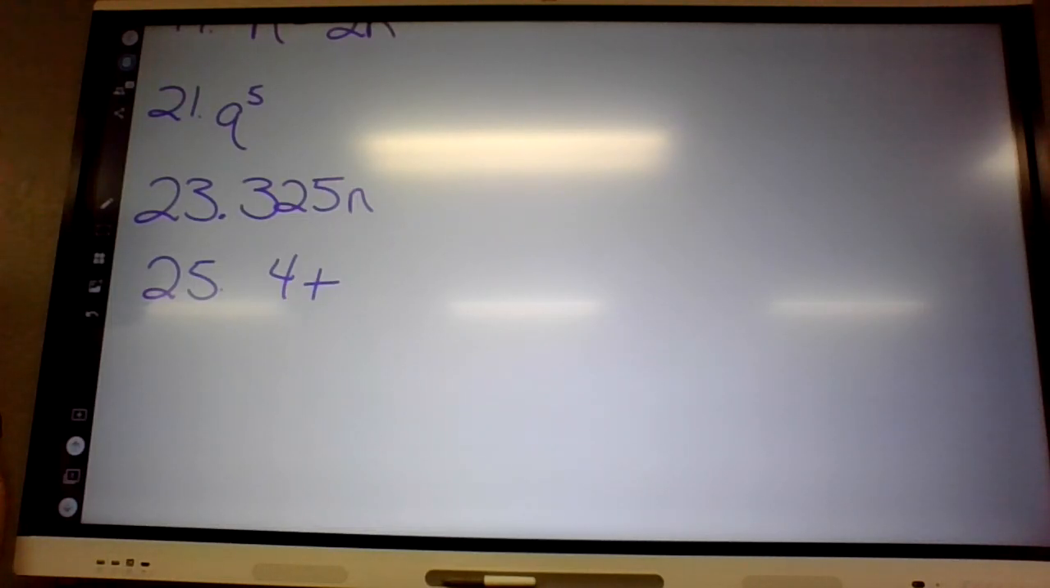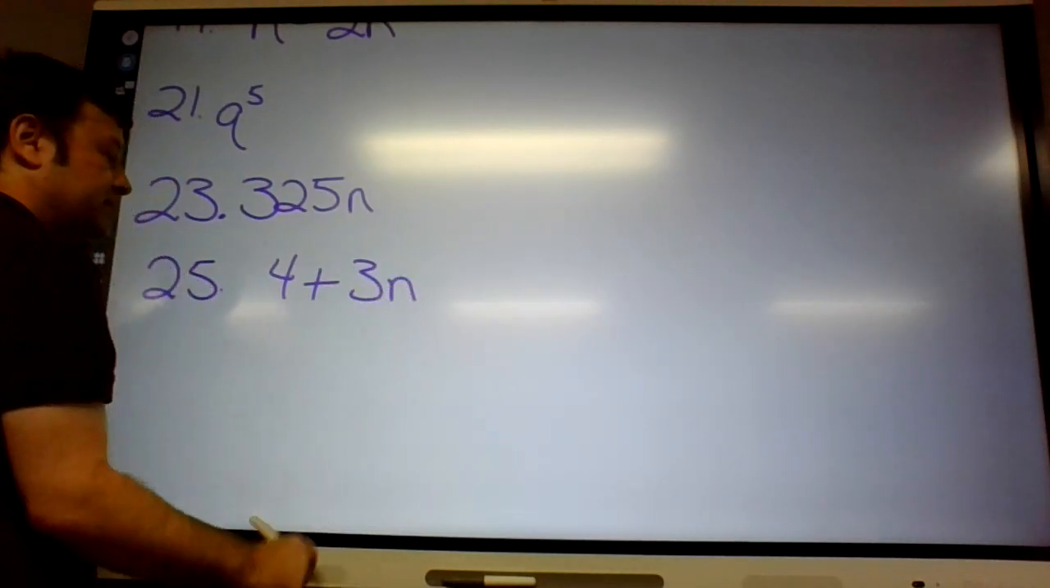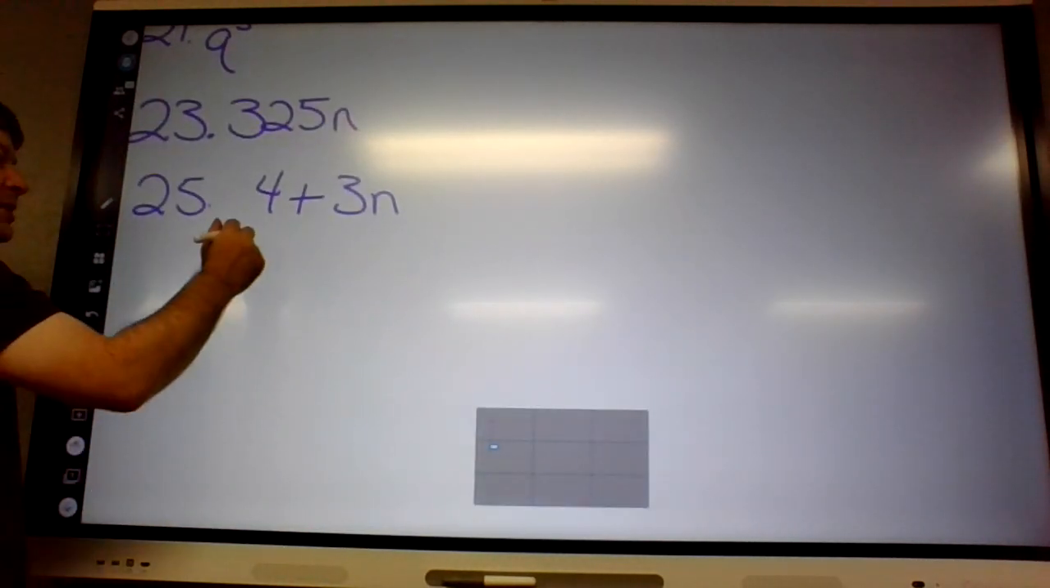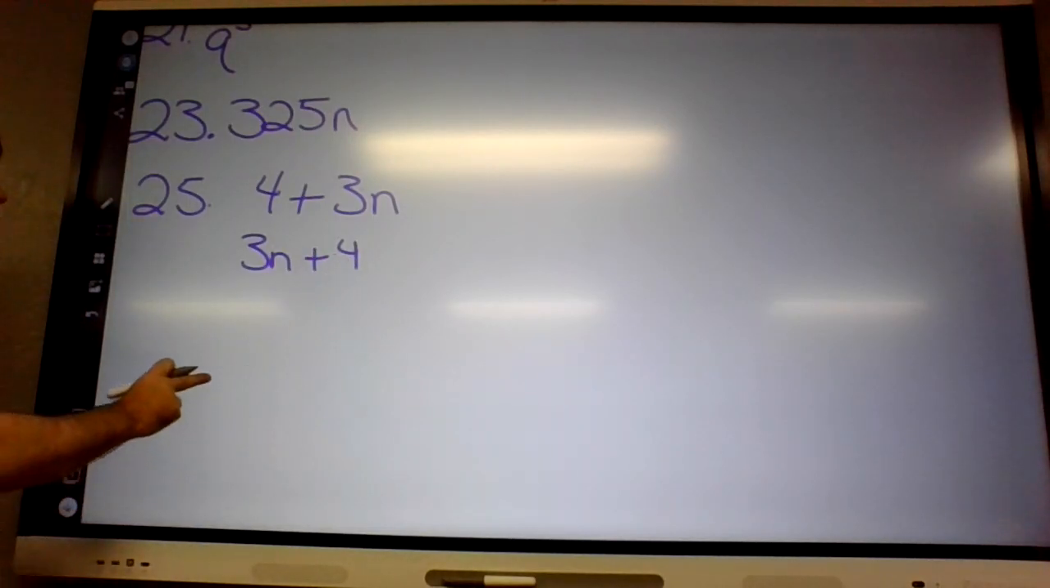Would it be n to the third? No, exponents are different than multiplying. So you just do 3 times n. Yep, 3 times the number of math books. And does the order of addition matter? No, so we could have written it like this as well, plus 4.